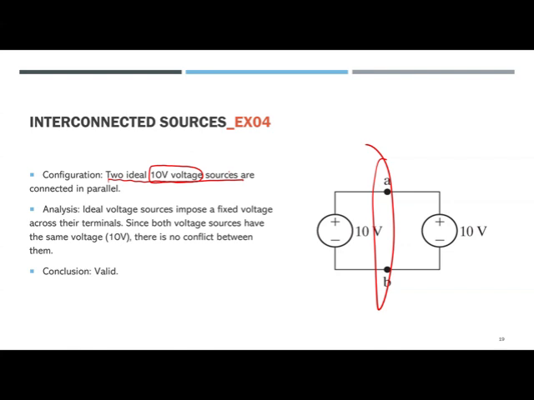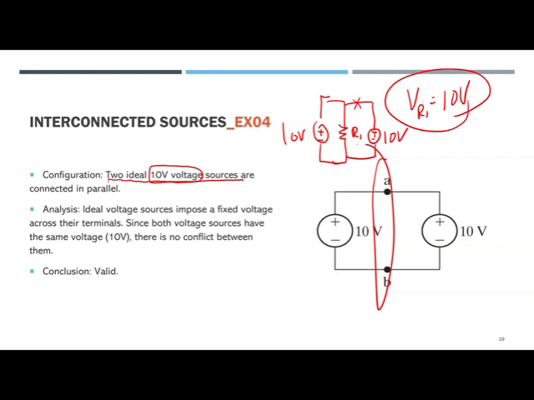Since both voltage sources have the same voltage, 10 volts, there is no conflict between them. So that was the value, 10 volts. V sub R sub 1 is what? The 10 volts. There are no elements between the two parallel lines, so they should be the same.